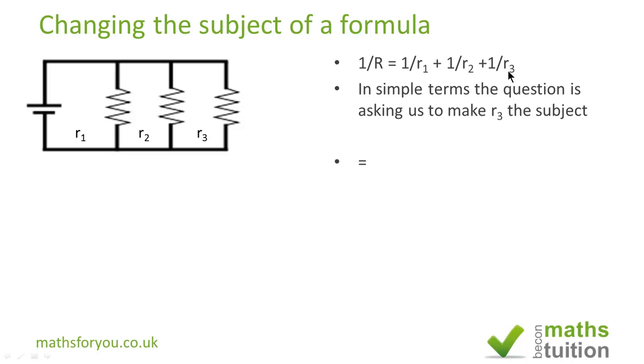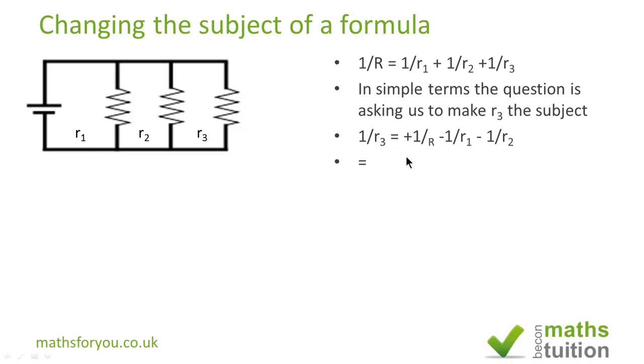Now to do that, we need to isolate 1 over R3. So we need to have 1 over R3 on its own on one side of the equation, which means that we need to move 1 over R1 and 1 over R2 to the same side as 1 over R. In doing so, the sign of 1 over R1 and 1 over R2 will change to negative, or minus.